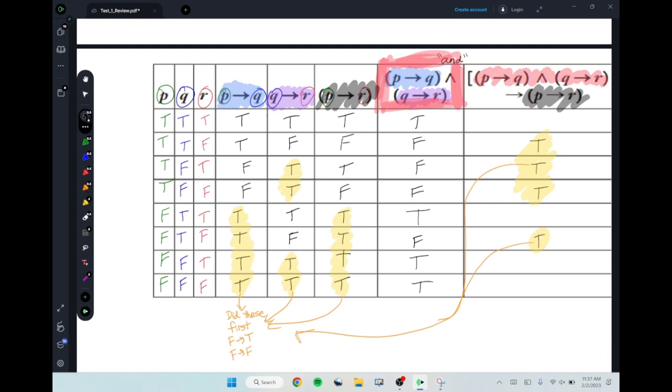And then we've got a true, true is a true. We've got a true, true is a true. We've got a true, true is a true. Holy crap, it's almost like it's an identity, the transitive property.